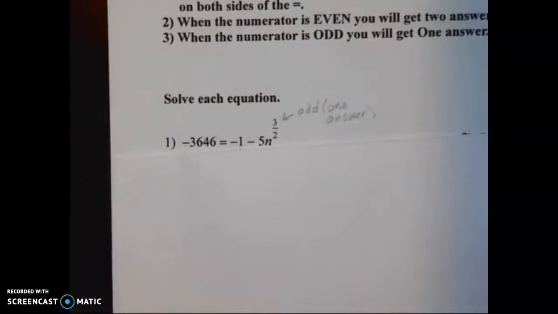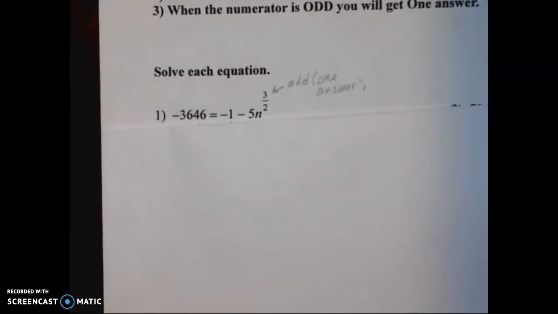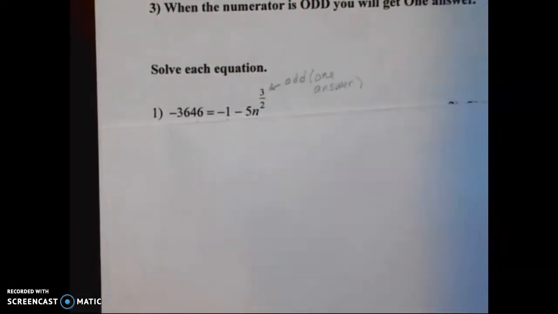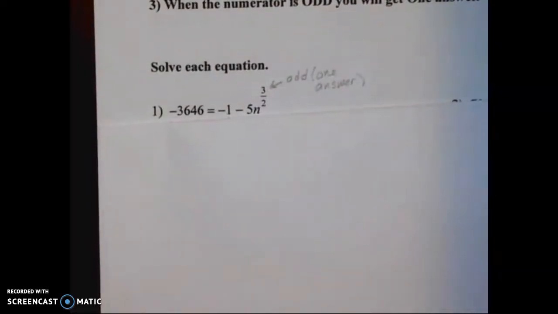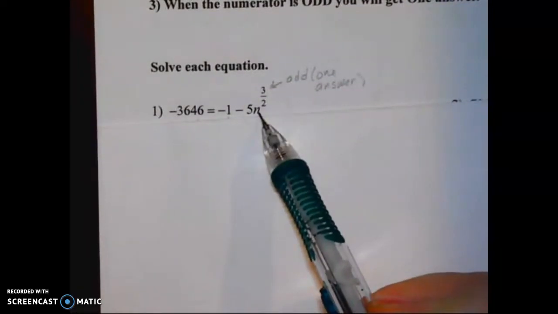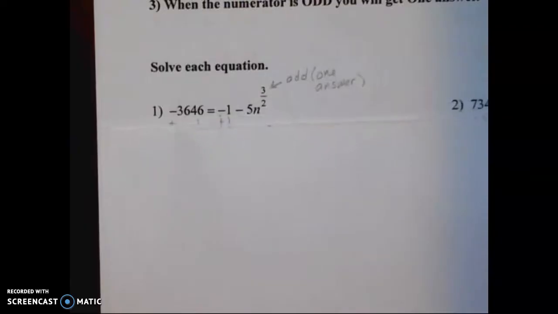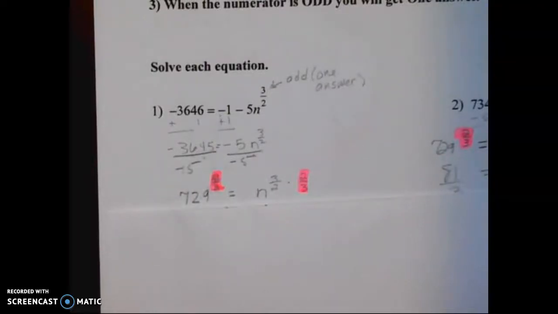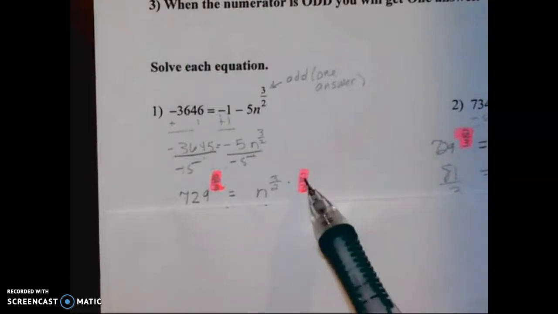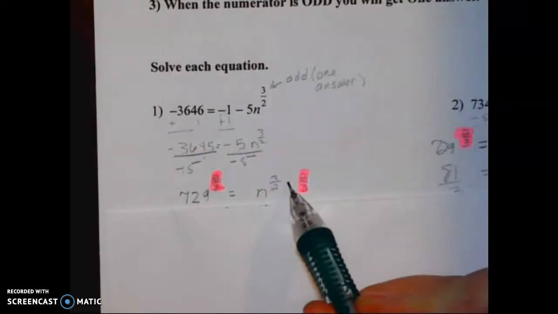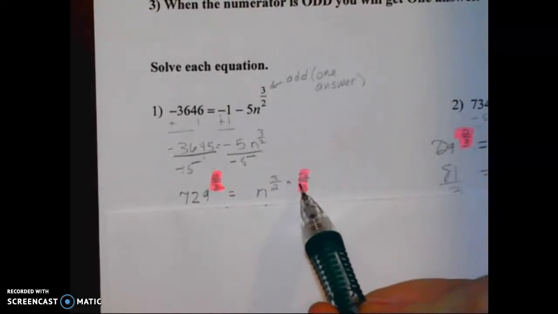Here's number 1. The first thing I'm going to check is how many answers we will get. Because 3 is an odd number, we're only going to have 1 answer. That makes this one a little bit easier than the others. So we have to isolate this variable n. We have to strip away the -1 and then the -5. So we'll add 1 to both sides. Divide by -5 on both sides. And once you have the variable isolated, you multiply the exponent by the reciprocal. Since this is 3 over 2, I'm going to multiply it by 2 over 3.